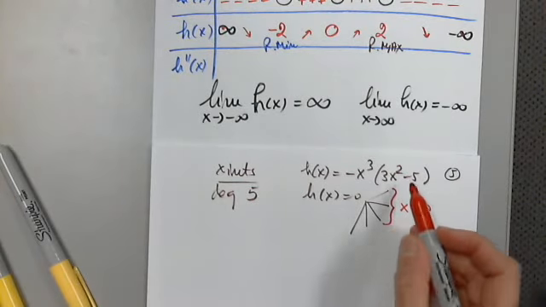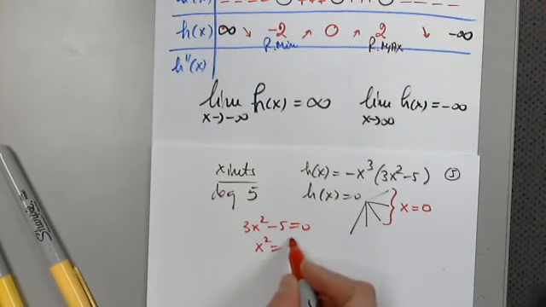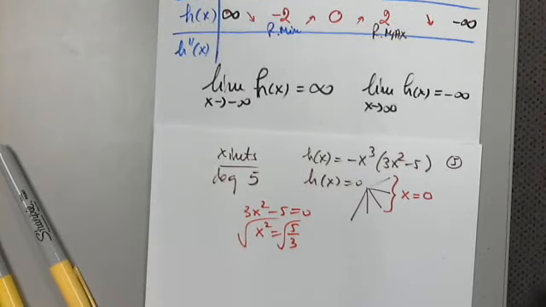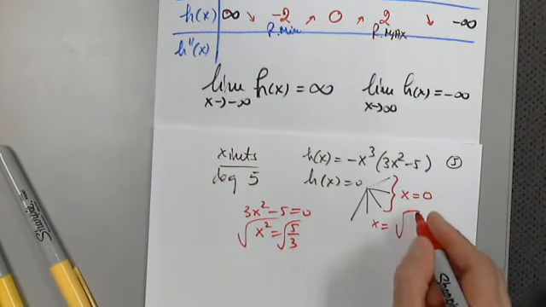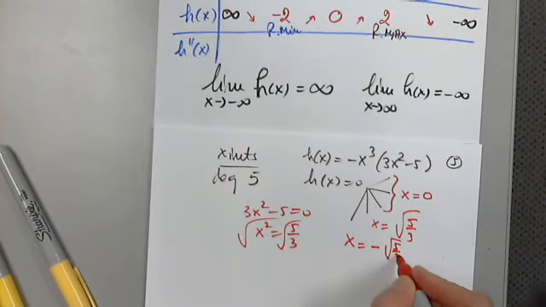Okay. Now when I solve 3x squared minus 5 equals 0, I get x squared equals 5/3, and I have to take the square root. So one solution is the square root of 5/3, and the other one is negative the square root of 5/3.